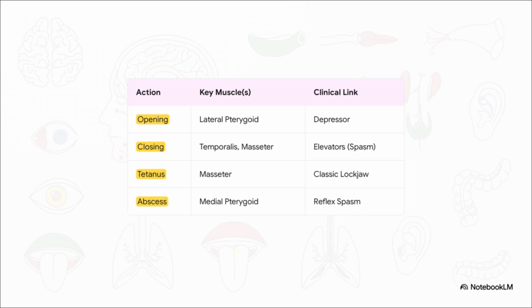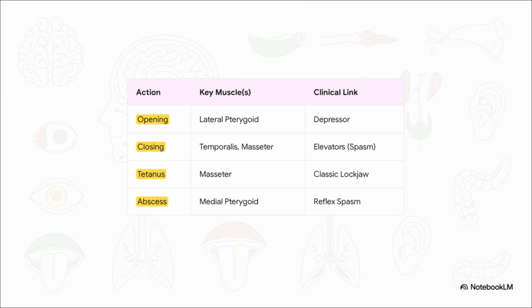Now here's the crucial point. Think of it as a tug of war between the muscles that open the jaw and those that close it. And it's not a fair fight. You have one primary opener, the depressor, which is the lateral pterygoid muscle. But you have 3 powerful closers, or elevators, the temporalis, the masseter, and the medial pterygoid. Trismus happens when those powerful elevators completely overpower that single opener.